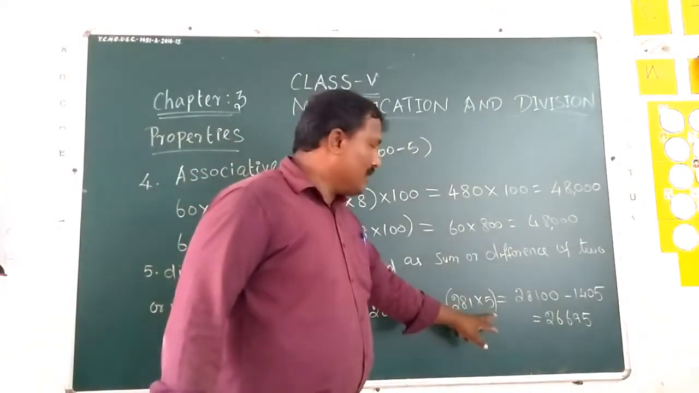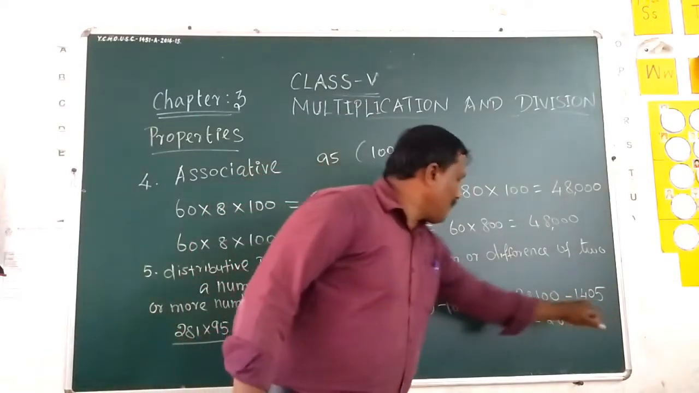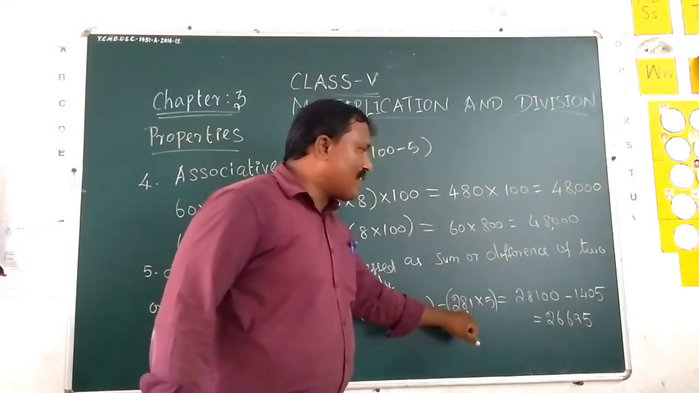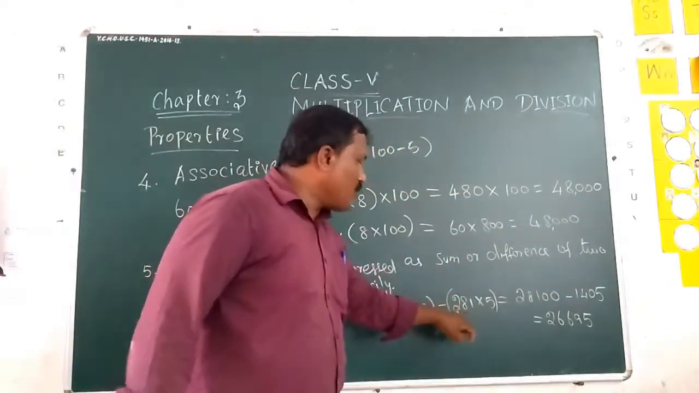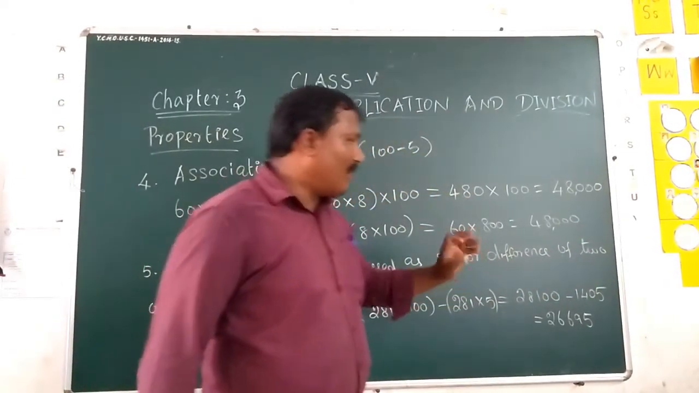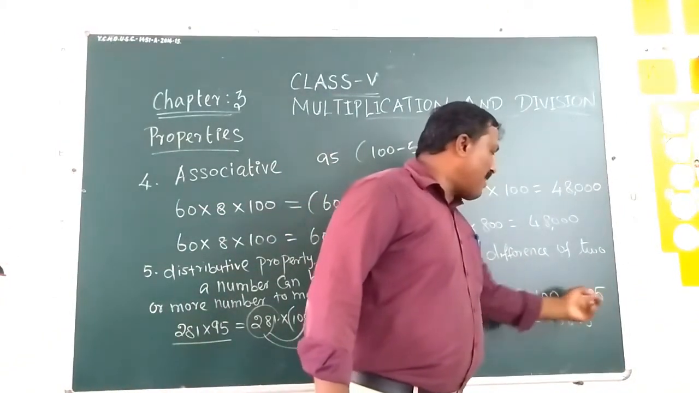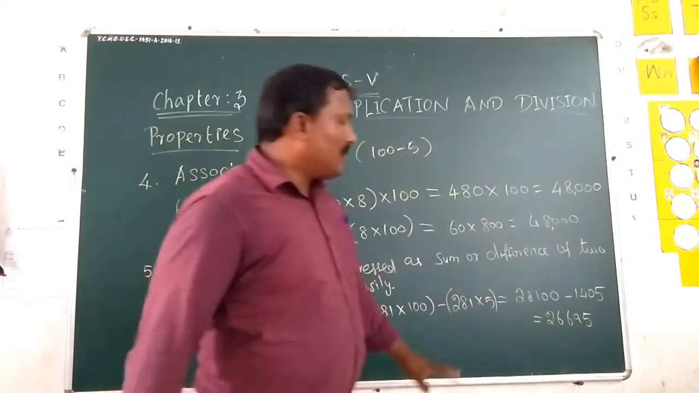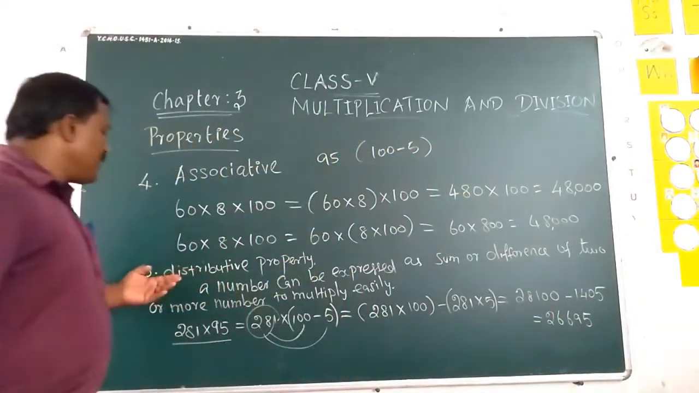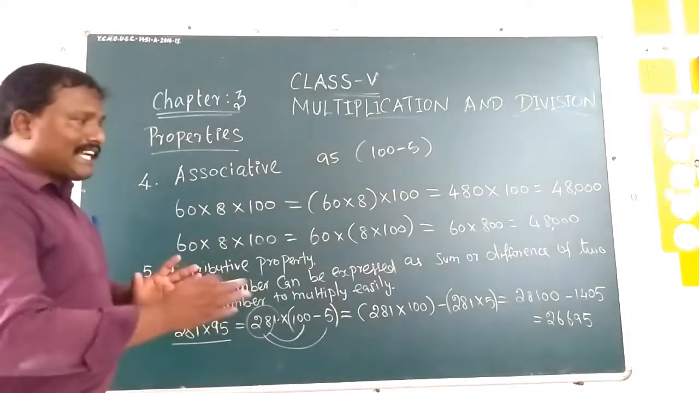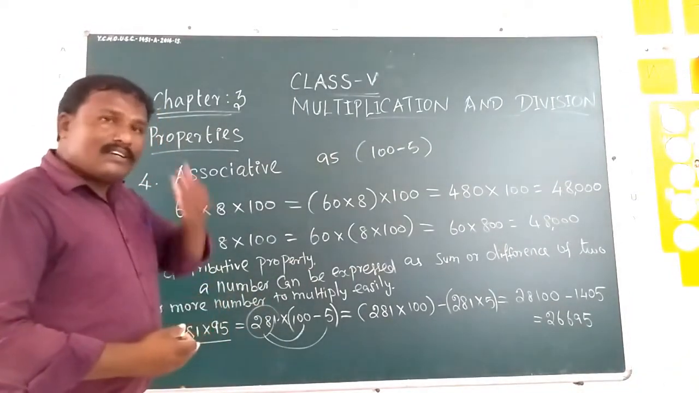Into 5. So 281 into 5: 1 5 is 5, then 8 5s are 40, 0 with remainder 4, then 5 2s are 10, 10 plus 4 is 14. So 1405. Now we can subtract, and easily we get 26,695. So what does the distributive property say? We can express a number as a difference, and easily find the solution.